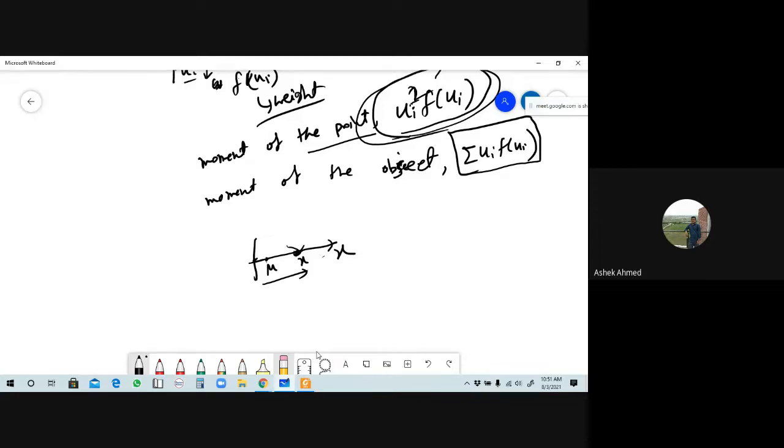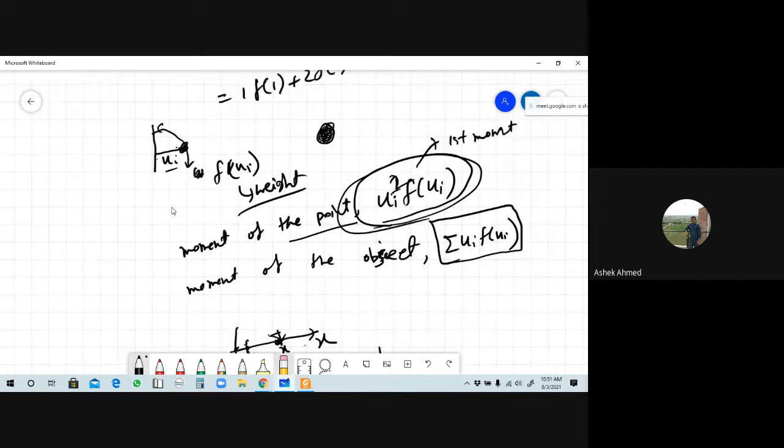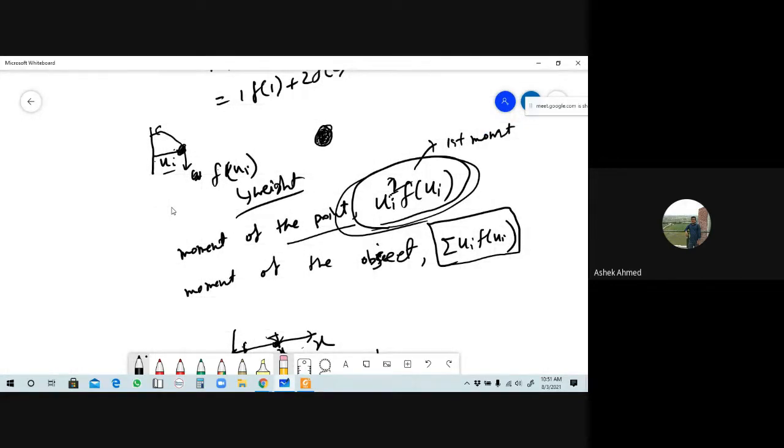So in that case we have to take x minus mu here. This is the distance between mu and x. Previously we discussed u_i into f of u_i, where u_i is the distance between the rotation axis and the ith particle. The intersection point between this axis and the rotation axis will be the 0 point. So we can say that u_i minus 0 equals u_i. In that case this is called the first moment about origin. Origin means 0. If you take u_i minus 0, this will always be u_i.